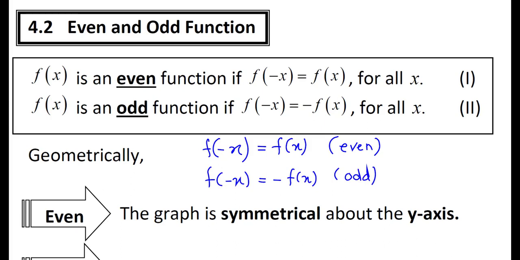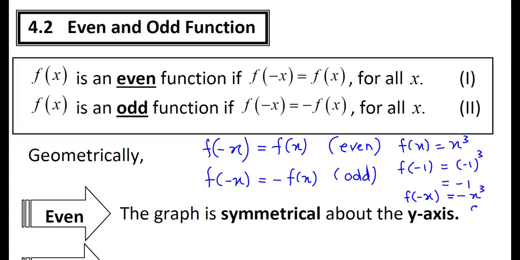Okay, for example, f(x) is equal to x cubed. And then you substitute negative 1. So you will get negative 1 to the power of 3, and then you will get negative 1. So this means that f(negative x) is equal to negative x cubed. So this one is an odd function.